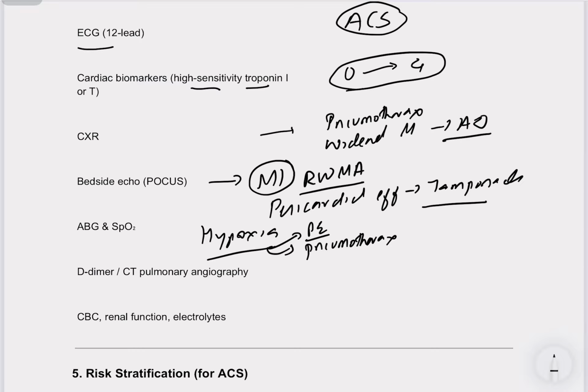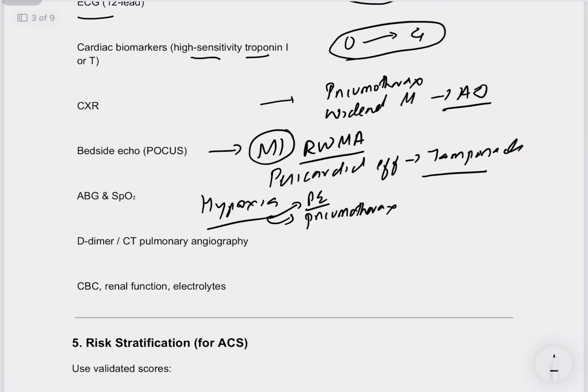or pulmonary embolism. D-dimer and CT can be done only if suspected by Wells score. Better to find the Wells score, and if the Wells score tells us to do it, then we can do CT pulmonary angiography. And CBC, renal function, electrolytes, these are baseline tests. This will not tell us any disease.